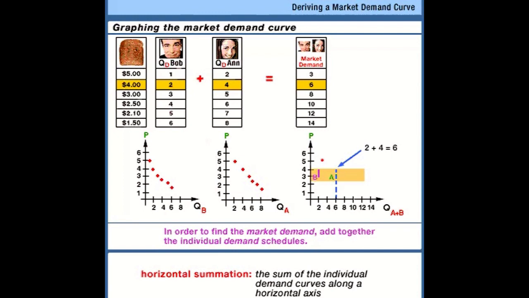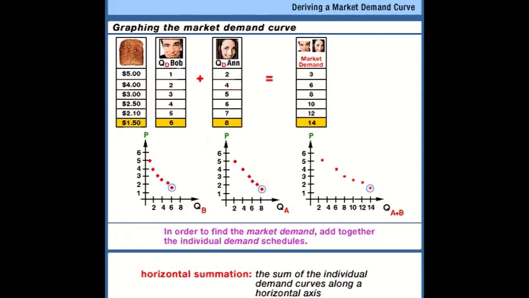3 was the quantity demanded in the market at a price of $5. 6 is the quantity demanded in the market at a price of $4. At a price of $3, I have a total of 8 loaves of bread demanded. At a price of $2.50, my total quantity demanded is 10. At a price of $2.10 a loaf, I have a total quantity demanded of 12. And at a price of $1.80 per loaf, my total quantity demanded is 14. These are all the points on the market demand curve.